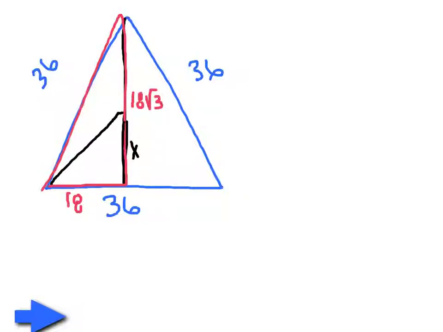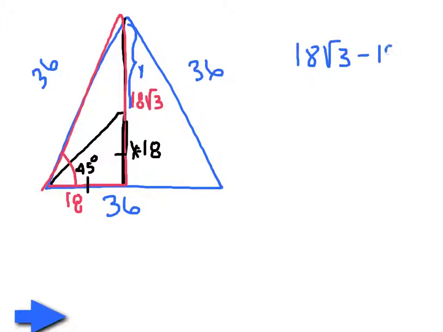What if I wanted to just get x? Well, I couldn't use the 60-degree angle right here. I would have to use the 45-degree angle in the smaller triangle. And so in the 45-degree triangle, x is just 18 because it's isosceles, so those two sides are the same length. And if I wanted to then go up and find this length, y, it would be 18 square root of 3 minus 18. You'll have some problems like these in a separate worksheet. You just need to work them out as they come to you.